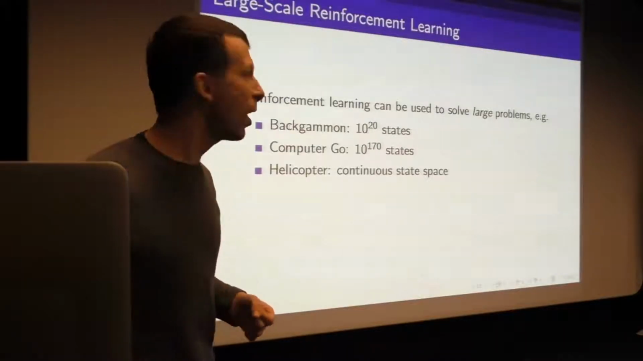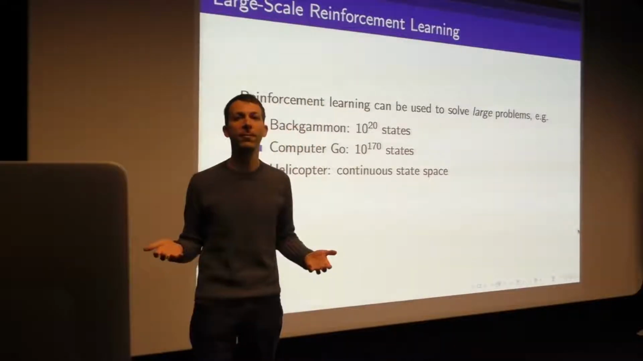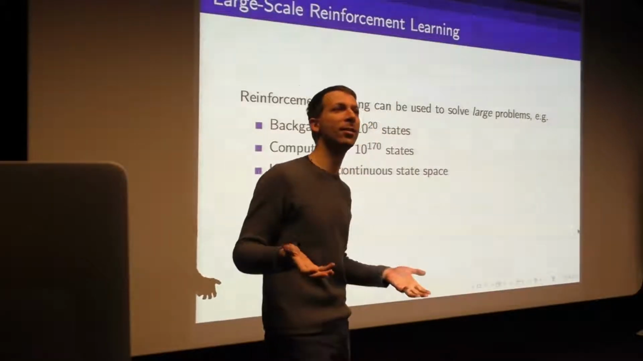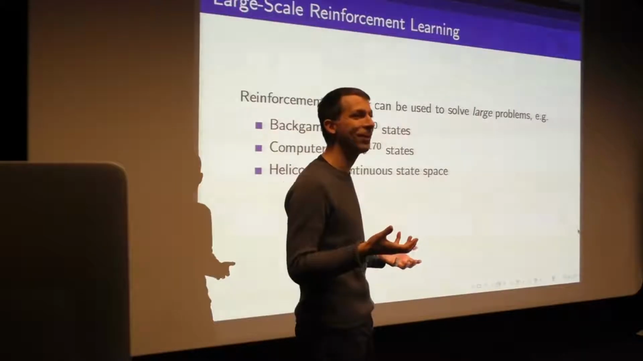So why are we interested in value function approximation? What's wrong with the story so far? Well, we'd like to use reinforcement learning to solve large, real-world, interesting problems. So how large do problems get? Let's just get a sense of scale first of all.